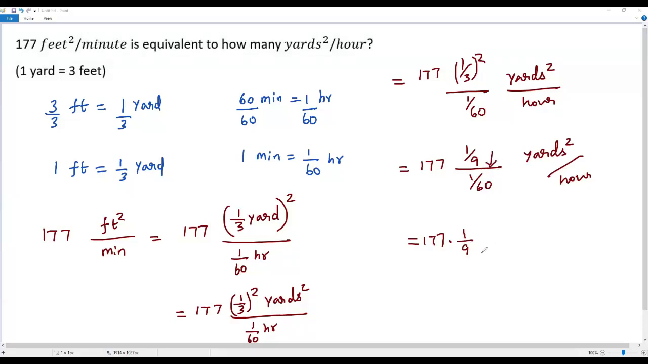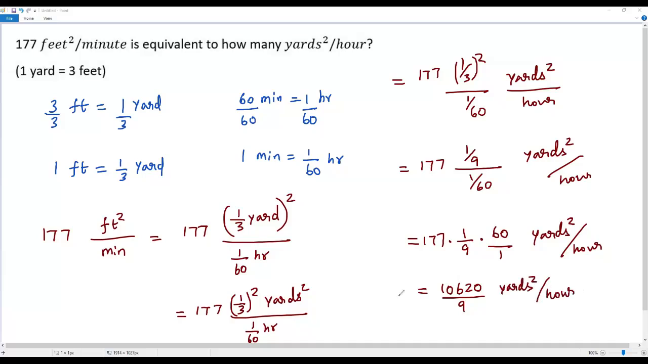Now I change this division to multiplication. When I change the division over here to multiplication, I have to take the reciprocal of the fraction in the denominator. When I take the reciprocal of 1 over 60, it becomes 60 over 1 yard square per hour. Now let's multiply 177, 1 and 60. When I multiply 177, 1 and 60, I am getting 10,620. So let's multiply the numbers in the denominator: 9 times 1 is just 9. So 10,620 by 9 yard square per hour.